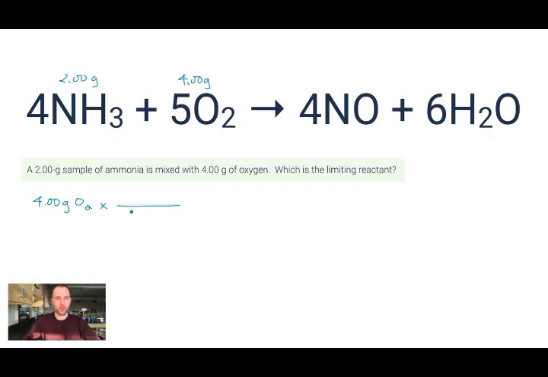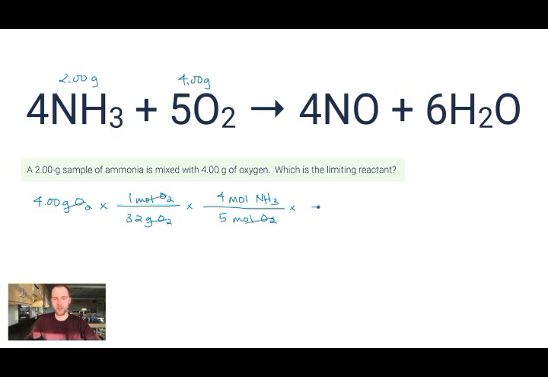So on the bottom, I want the molar mass for oxygen. That's 16 for each oxygen times 2 is 32 grams of O2. That's the mass of 1 mole of O2. So I've canceled out grams of O2. My next stop, if you remember from the mass-to-mass stoichiometry video, is a molar ratio. So on the bottom, I want to look for the coefficient in front of O2. It's 5. So that means 5 moles of O2 reacts with 4 moles of NH3. So there's my molar ratio. This gets me from moles of one substance to moles of another.